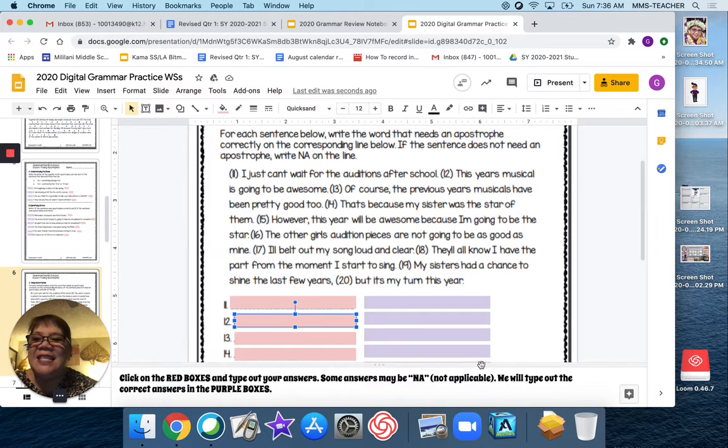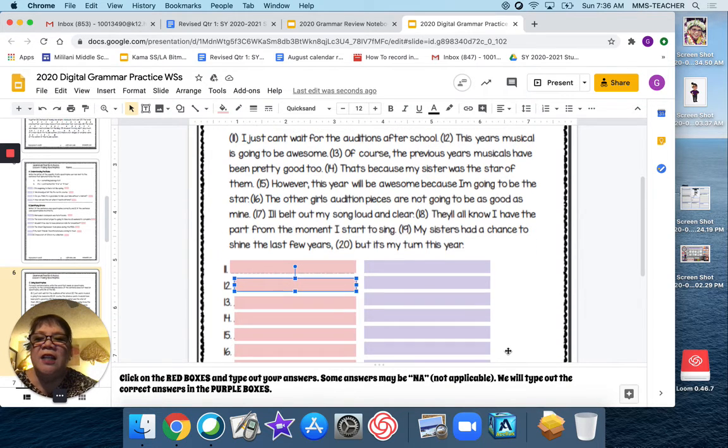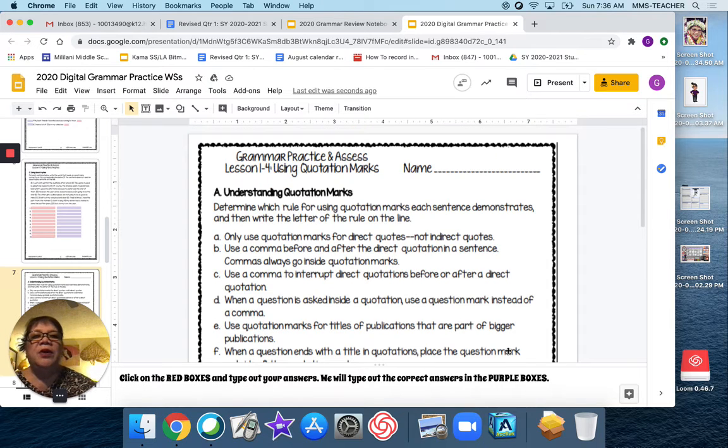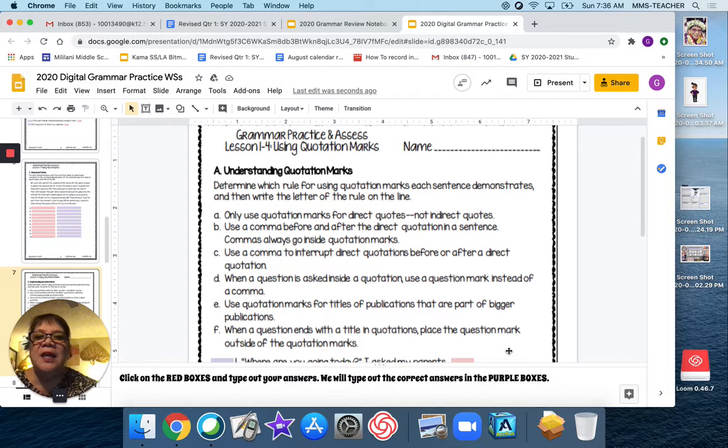Okay, with that being said, let's move on to the next digital grammar practice, and that's using quotation marks. Okay, so again, we'll read the rules. On the bottom it says, click on the red boxes, type out your answers. We will type the correct answer in the purple boxes. Okay, so remember, you're typing your answers in the red boxes.